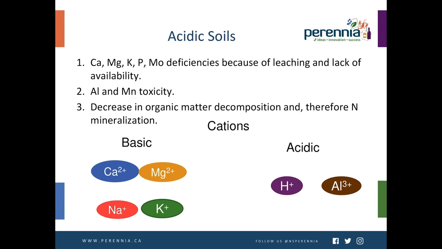So when your soils are acidic, these can be leached, and it can lead to deficiencies of these nutrients. And then aluminum and manganese toxicity often happens. And there can be a decrease in organic matter decomposition because there are also certain ranges in which microbes prefer their pH, and therefore a decrease in mineralization where those nutrients are becoming available.